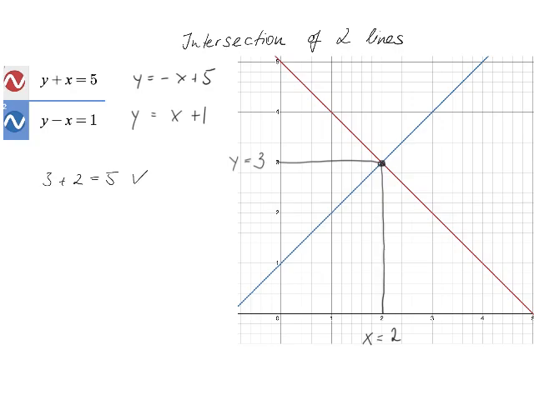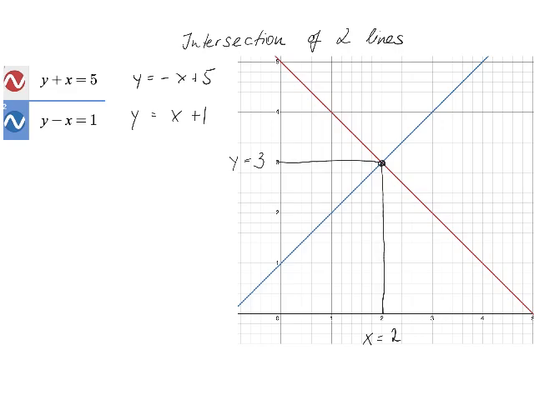And y minus x equals 1. If I say 3 minus 2 equals 1, that is also true. So at this point where the two lines intersect, they both have the same x and the same y, and these x and y make both equations true. So let's see, if we didn't have a graph, how would we find the x and the y?